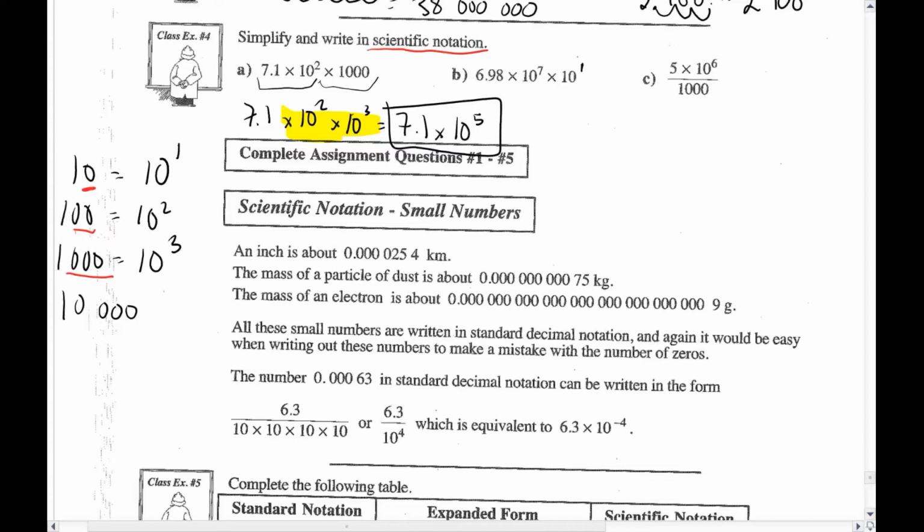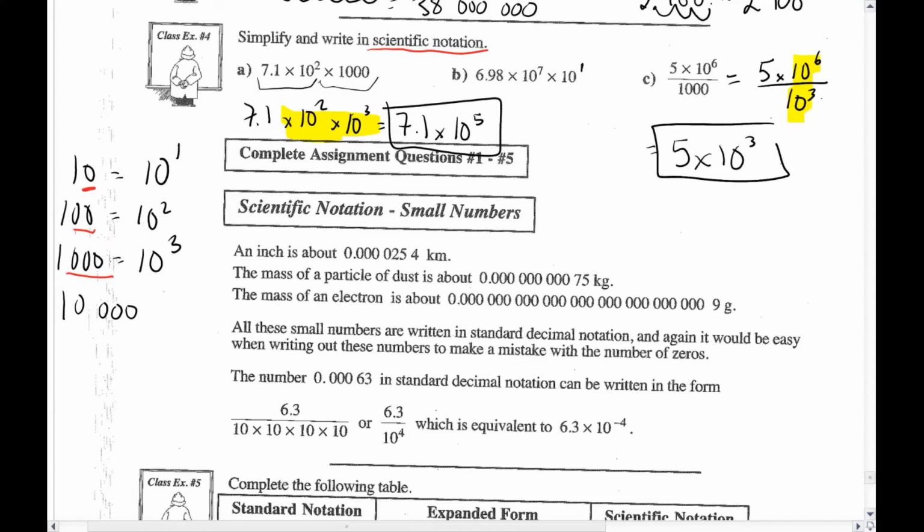Let's look at C. C is 5 times 10 to the 6 divided by 1,000. What we can do is say 5 times 10 to the 6, and then we can write that 1,000 as an exponent, divided by 10 to the 3. And you guys remember that when we divide exponents with the same base, we subtract the exponents. So now this turns into 5 multiplied by 10 to the power of 6 minus 3, which is 3. And that's our final answer. Again, we're leaving that in scientific notation.